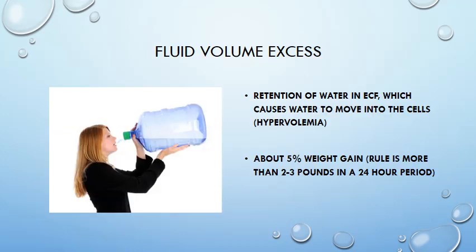Fluid volume excess, that would be just the opposite of what we just talked about. That is holding on to water in our extracellular fluid, and that causes water to move into our cells. This is when we have hypervolemia, and that just means excess volume. Okay, that's about a 5% weight gain. Rule of thumb is more than 2 to 3 pounds in a 24-hour period. That's whenever we would start to be worried about volume excess.